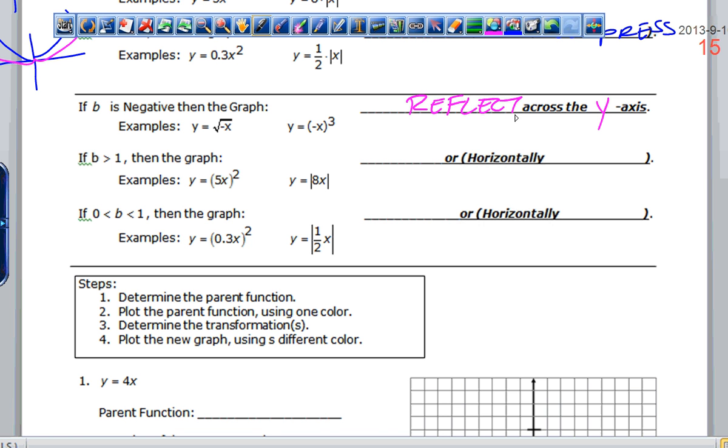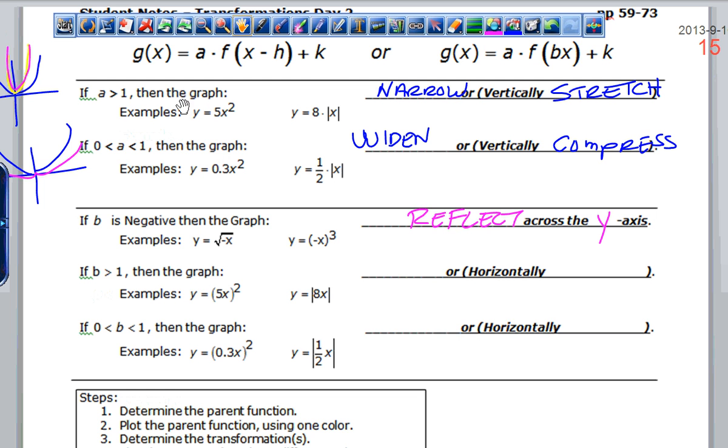All right. Now we got the stuff on the inside. We're done with the outside stuff. We just did reflect across the y-axis. Now we're dealing with b is greater than 1, and b is between 0 and 1. And it's going to be the opposite for what we had there. So when we had b or a was greater than 1, it narrowed or stretched. This time it's going to compress or widen. And so if b is between 0 and 1, it's going to stretch or get more narrow.